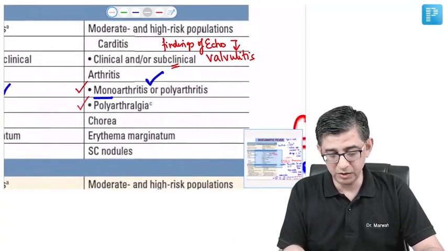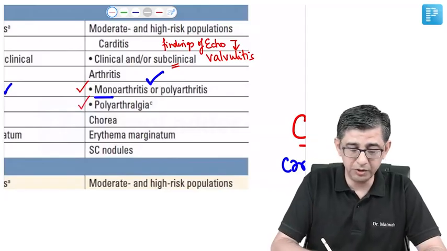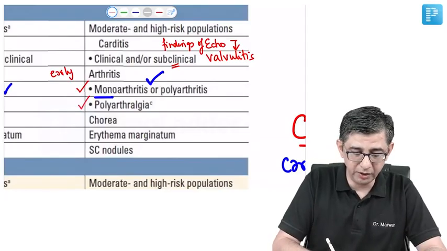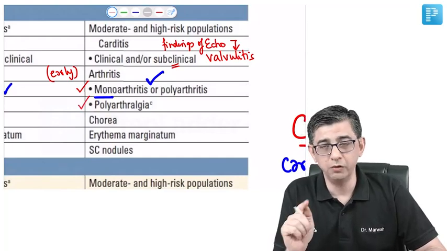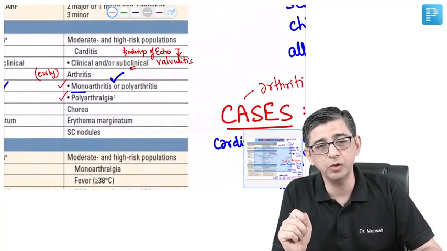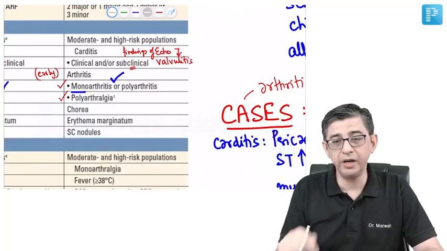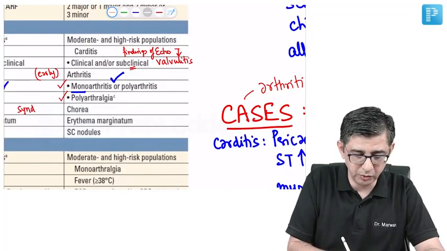So apart from the carditis and the arthritis component, in fact, arthritis is an early feature. You are aware that arthritis can occur as early as within 2-3 weeks of a sore throat. But one feature that will always occur late is the development of Sydenham's chorea. So the alphabet S in this mnemonic is basically Sydenham's chorea.